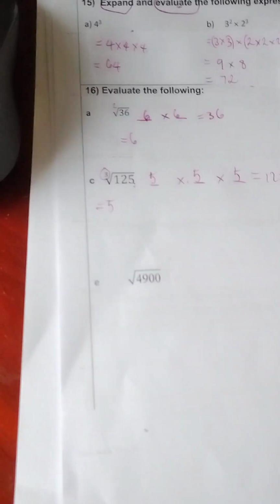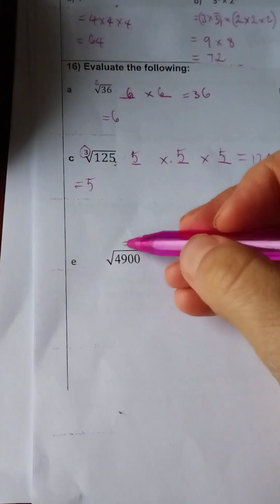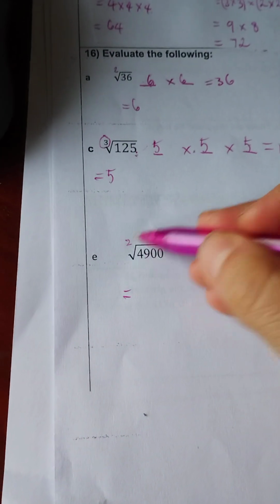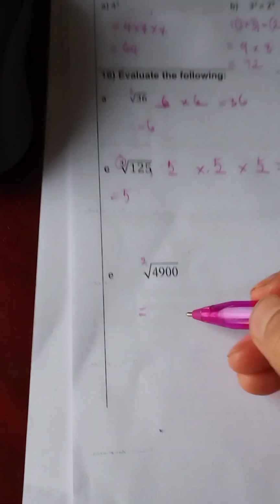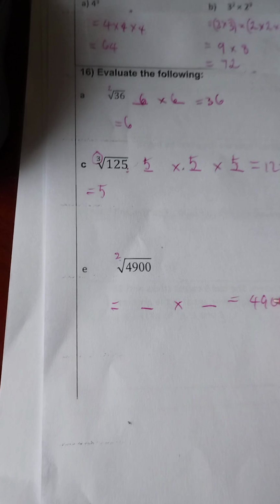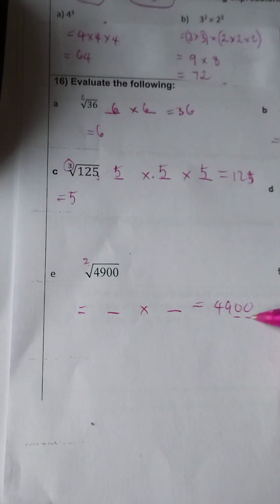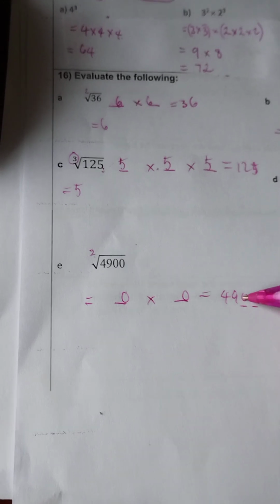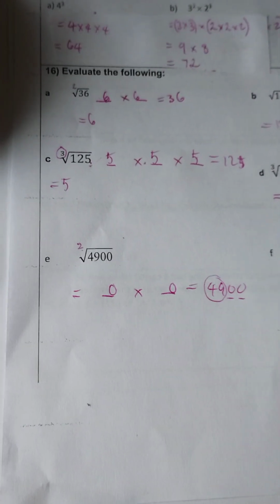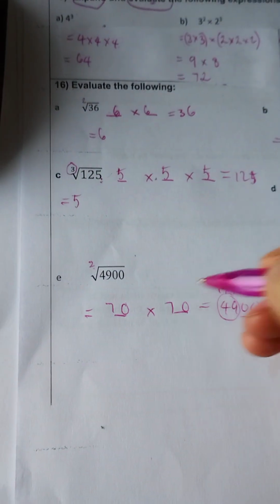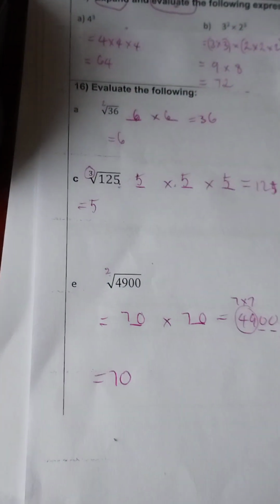With E, we've got the square root of 4,900. Sorry, just went blurry. Now, with this one, it's a square root, not a cube root. There's an invisible power 2 there. So something times something to give me 4,900. Now, because there's 2 zeros, I can split them up. So 1, 2 zeros are taken care of. That leaves me with 49. What's something times something to give me 49? Well, I know 7 times 7 is 49. So the number must be 70.